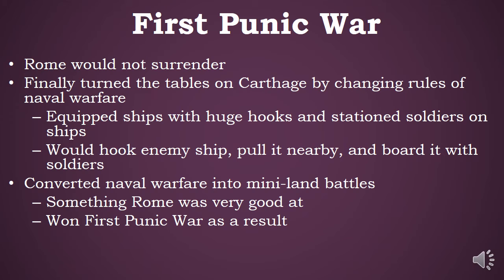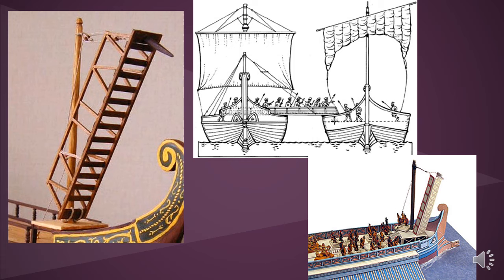And so you go from a battle of having to ram, which the Romans were not good at, to a battle that's going to be fought on ship. And this is going to turn basically the ship into a mini land battle. And as we know, this is something the Romans are very good at. The Carthaginians were not. And so as a result of this, the Romans are going to be able to win the First Punic War. So these are just some renderings, if you will, of what it would have looked like.